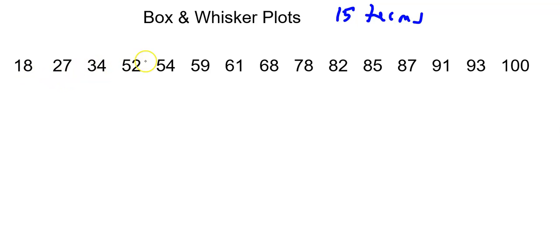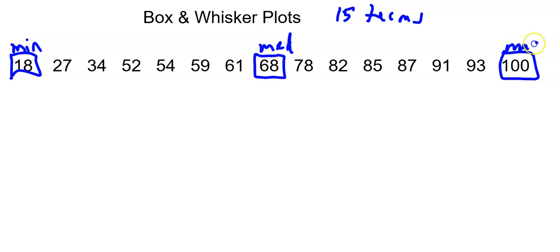1, 2, 3, 4, 5, 6, 7, 8. I think this would be the median. All right, let's just double check. I have 1, 2, 3, 4, 5, 6, 7 numbers to the left of it. 1, 2, 3, 4, 5, 6, 7 numbers to the right. So that is the median of the data. Now, if you want to find a box and whiskers plot, we also have to identify some other numbers. So this is the minimum, and this is the max.